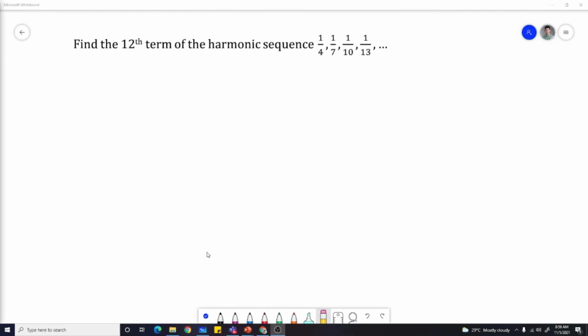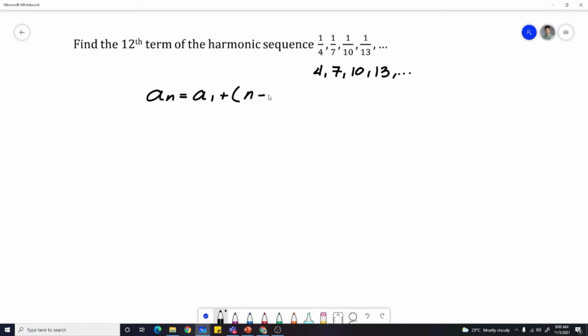Okay, let's have our first example for today. Find the 12th term of the harmonic sequence 1/4, 1/7, 1/10, and 1/13. Next, we need to get the reciprocal of each term. So we will have 4, 7, 10, and 13, and so on and so forth. Then, we need to use the formula a sub n is equal to a sub 1 plus the quantity n minus 1 times d.